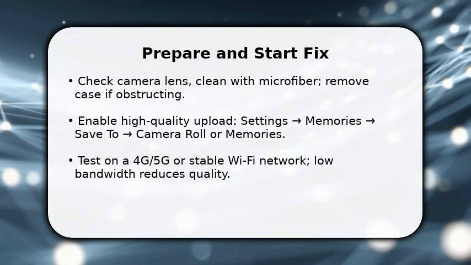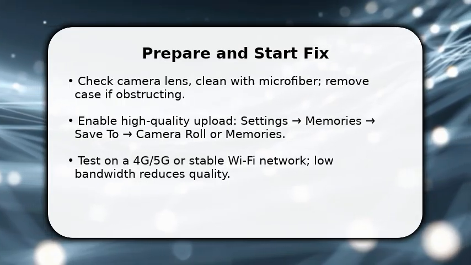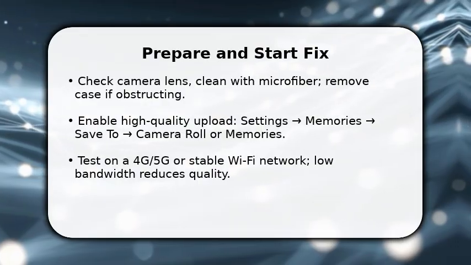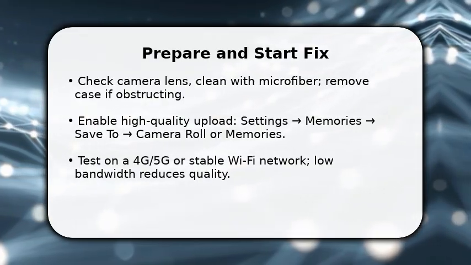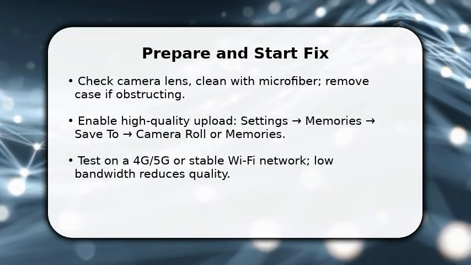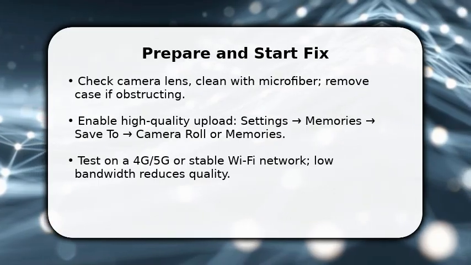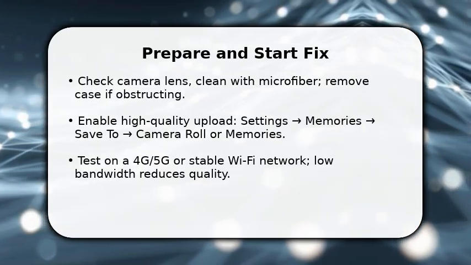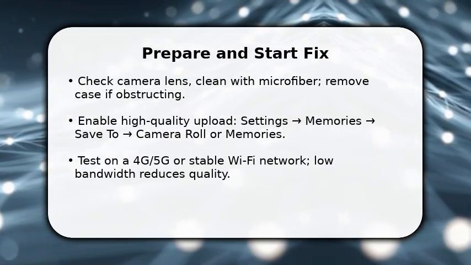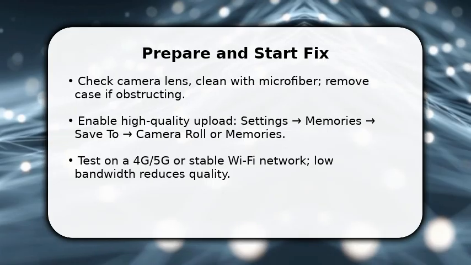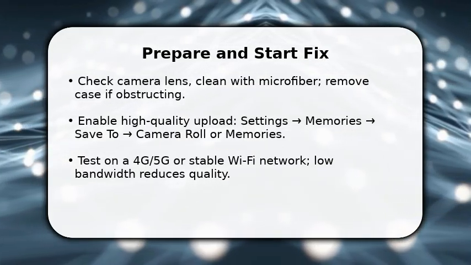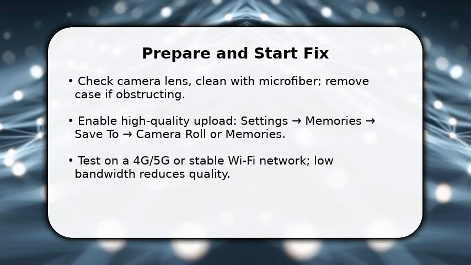You begin by fixing the basics that actually impact video sharpness. First, clean the lens and remove any obstructing case, because smudges and blocks create softness. Then open Snapchat and make sure memories and upload quality are set to high so the app stores full resolution clips. Once done, switch to a stable 4G/5G or Wi-Fi connection. Low bandwidth forces heavy compression. These steps prepare your device and app, so the recordings keep detail before you move to app and camera settings.